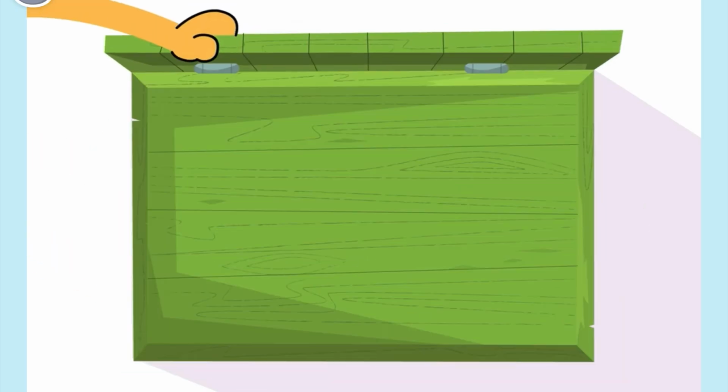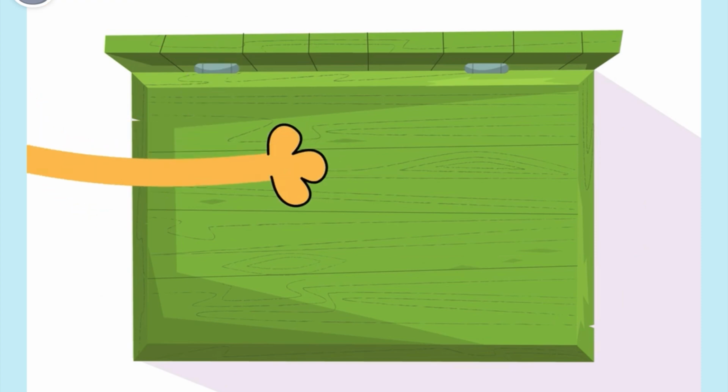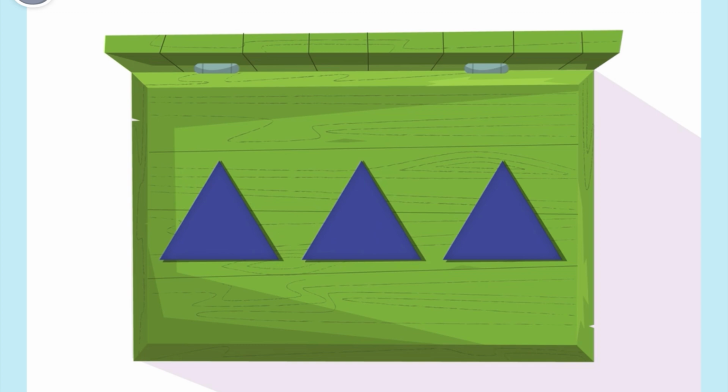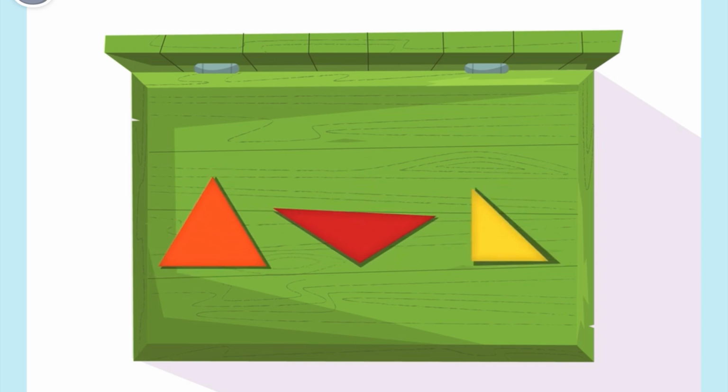Shapes can be the same, but just upside down and all around. Look at these triangles closely. Are they the same? Yes, they are! There are also lots of triangles that can be different sizes.